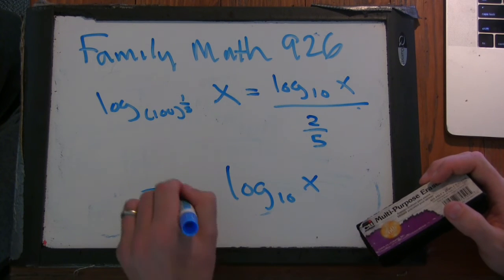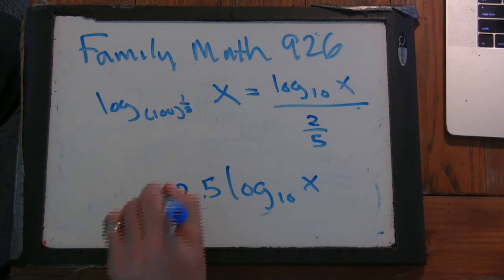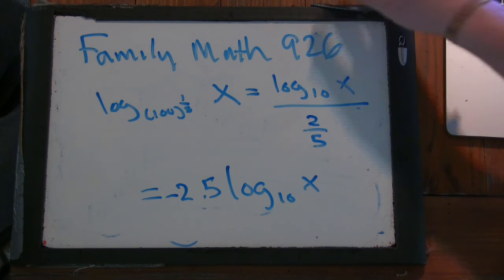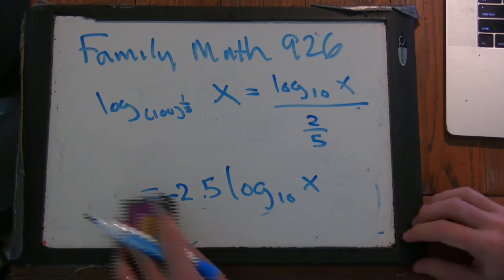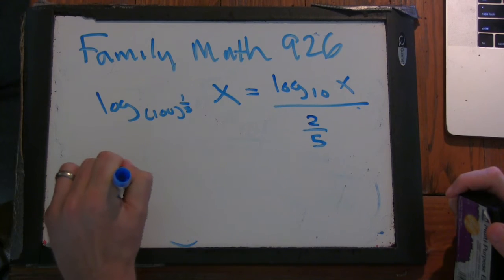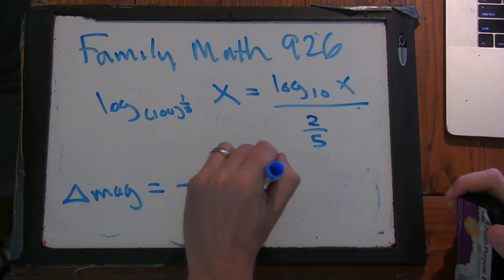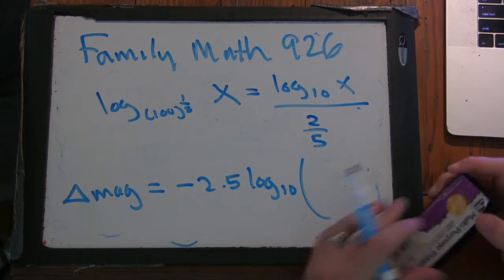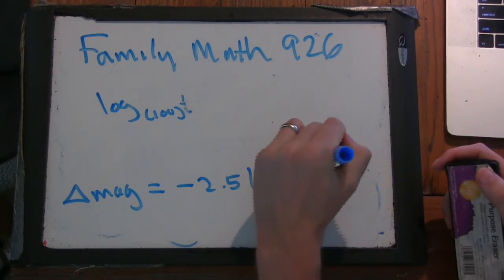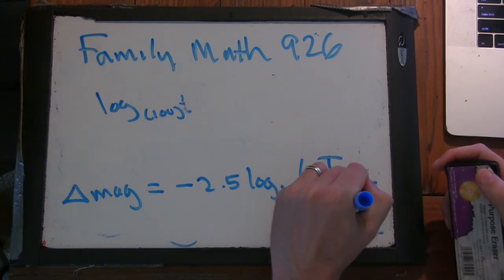And again, for reasons I don't quite understand, they've chosen to take the negative of this. The negative was I think just a choice, to make the scale work a certain way. So this is how we get our formula: the change in magnitude equals minus 2.5 log base 10 of the ratio of the intensity of the thing you're trying to measure over the intensity of the reference.